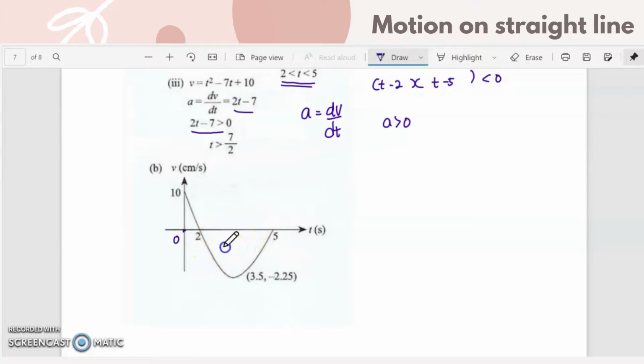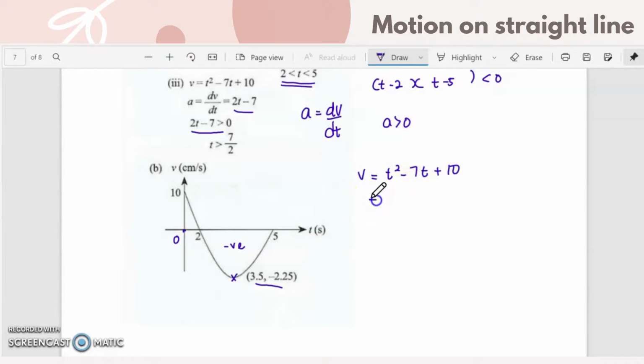The velocity becomes negative. So we have its minimum point here. We have to calculate the minimum point. You have to do completing the square to find the minimum point for this part. So we find the minimum point by completing the square.